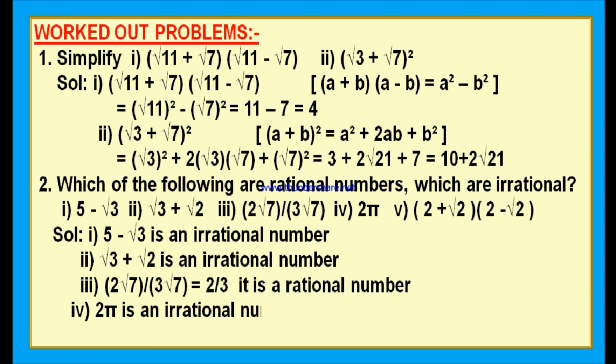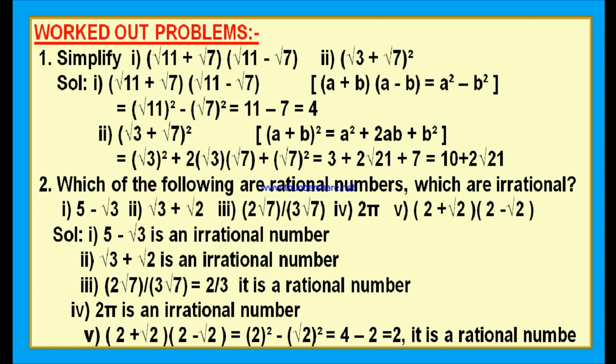And fourth bit, 2 pi. We came across that pi is an irrational number just in the beginning of this class. We know that pi is a non-terminating, non-recurring number, therefore it is an irrational number. Therefore 2 times an irrational number is always an irrational number. Therefore 2 pi is an irrational number. Now fifth bit, (2 plus root 2) into (2 minus root 2). This is in the form of (a plus b) into (a minus b), which is equal to a square minus b square. 2 square is 4, root 2 whole square is 2, and 4 minus 2 is 2. 2 is a rational number. It is a rational number.